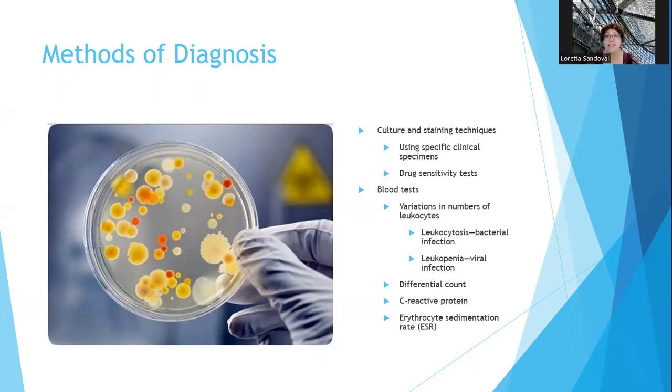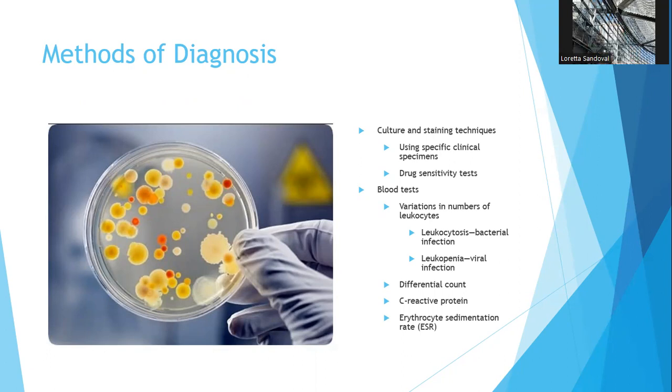Blood tests, variations in the number of leukocytes, white blood cells, can determine whether it's a bacterial or viral infection. Leukocytosis is an elevated white blood cell count. That indicates a bacterial infection. Leukopenia is a depressed white blood cell count, and that indicates a viral infection. A differential count is where they count the different types of white blood cells.